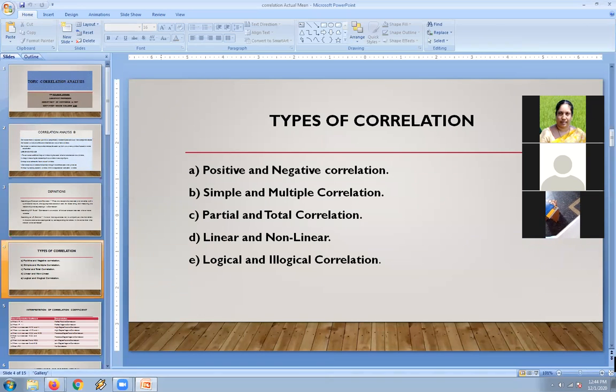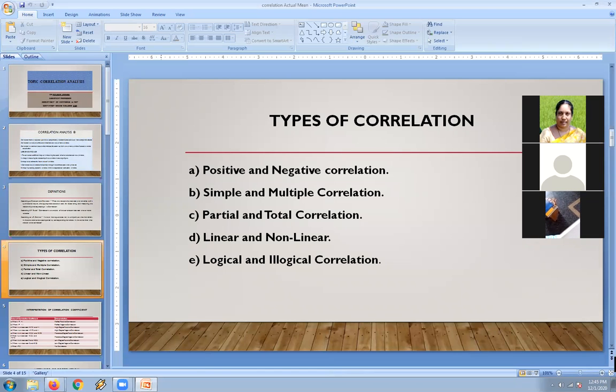The next type is total correlation. In total correlation, the correlation between all the variables under study is taken together for measuring covariance. When we consider all the variables for the measurement of covariance, such kind of correlation is called total correlation.